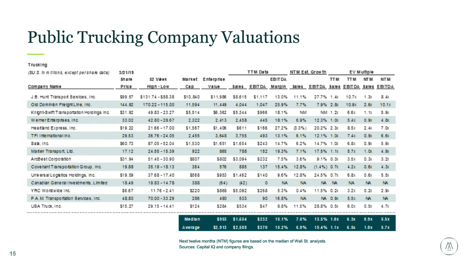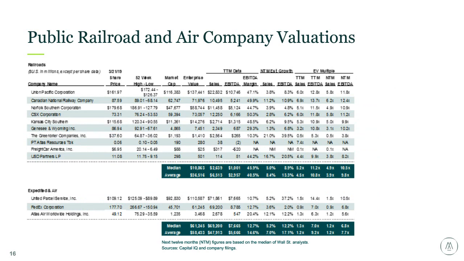Let's compare that to railroad companies, which is the next slide you see in front of you. Railroad companies are valued using that same metric at about 10.8 times their EBITDA. So think trucking companies at about 6.5, railroad companies at about 10.8. Below that, there are three companies that we put into our expedited and air index. You'll see that's United Parcel, FedEx, and Atlas Worldwide. Atlas actually serves a number of Amazon needs. The valuations in this category are in between trucking and rail. They're about 7 to 9 times earnings measured by EBITDA.